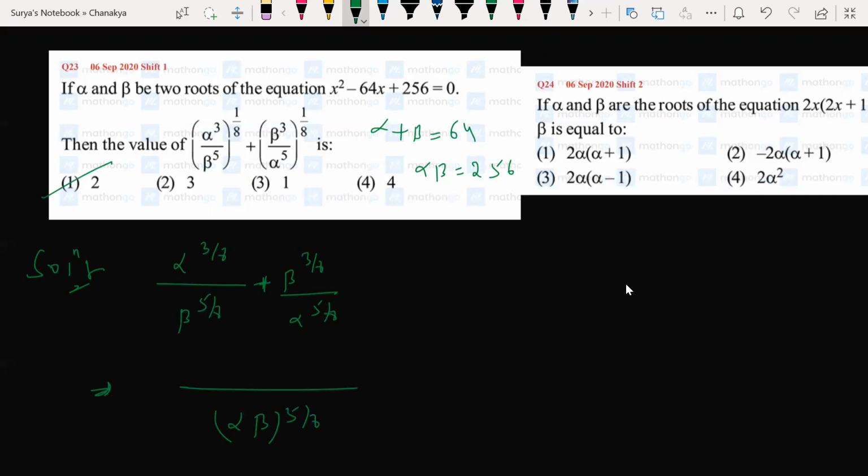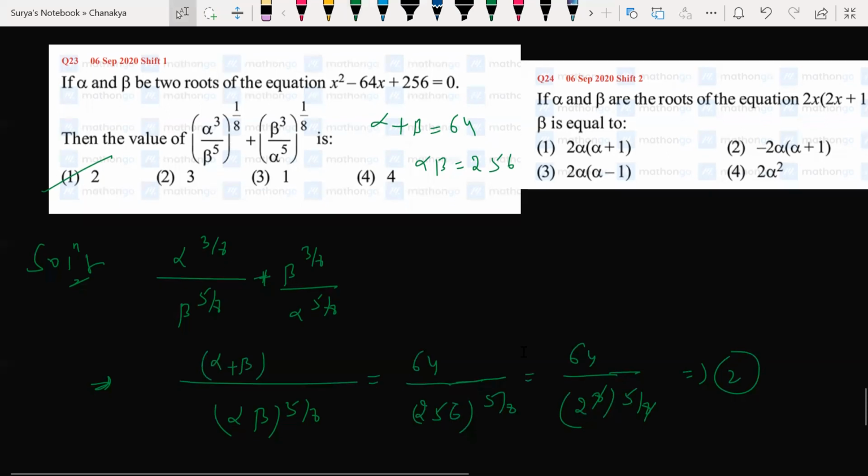So how much do you get? Alpha plus beta to the power of 5 by 8: 64 divided by 256 to the power of 5 by 8, correct? 256 can be written as what, beta? 2 to the power of 8, right? Yes. So this will get cancelled. So the answer is 2. 64 by 2 to the power of 5 is 32. 32 2s, 64. Option A is correct. Next question.